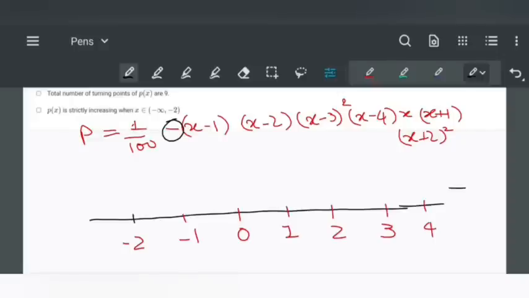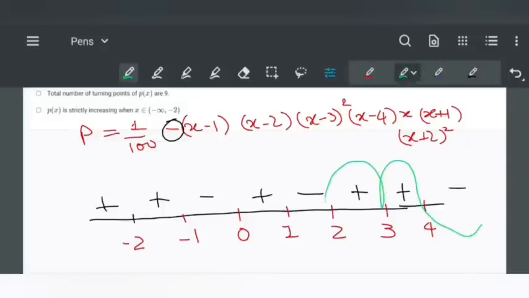x minus 4 has odd power, so the sign will change. x minus 3 whole square, sign won't change. x minus 2, x minus 1, x plus 1, and x plus 2 whole square, sign won't change there. Okay, the function will be negative, positive, positive, negative, positive, negative, positive, positive.